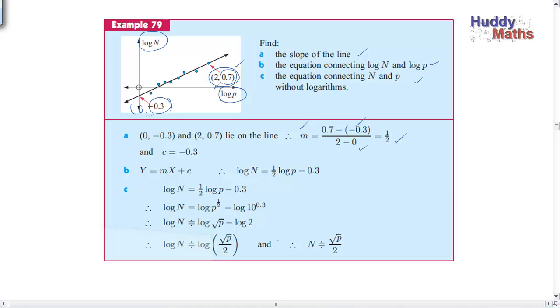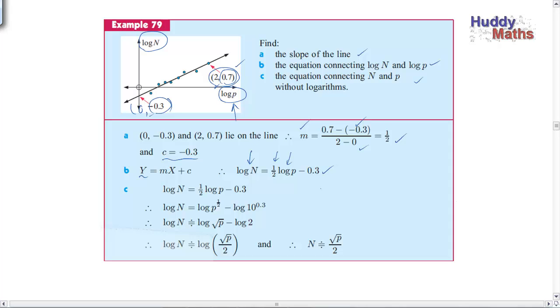So it's a half. And c is approximately negative 0.3 as we read it. So y equals mx plus c. Y is not y now, it's log n we plotted up there to make the line straight, if you like. m is a half. X is log p. We've got log p on the x-axis there. And then the y-intercept is negative 0.3.